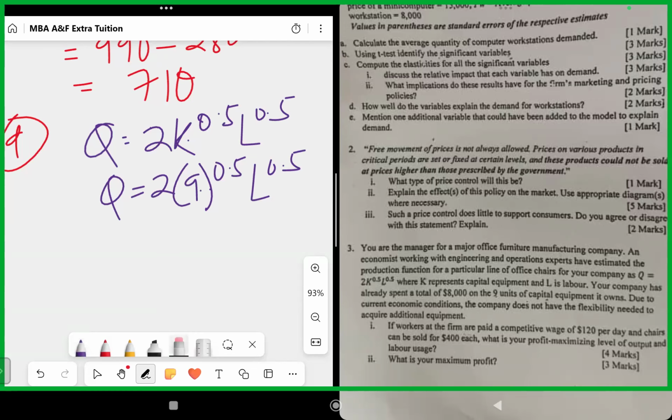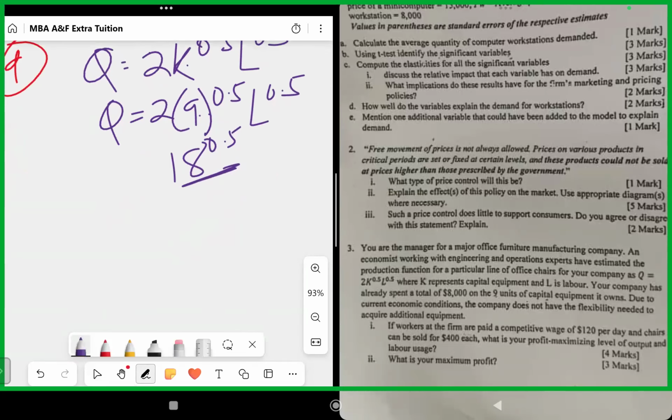So you don't multiply the 2 by 9 to make it 18 and then make it 18 exponent 0.5. That's wrong. Rather, the 2 has its own exponent of 1 and the 0.5 is for the 9. So you must first change the 9 exponent 0.5, which gives you 3. 0.5 is the same as half, and half is the same as square root. So another way I can write this is 2 square root of 9, which gives me 2 by 3.